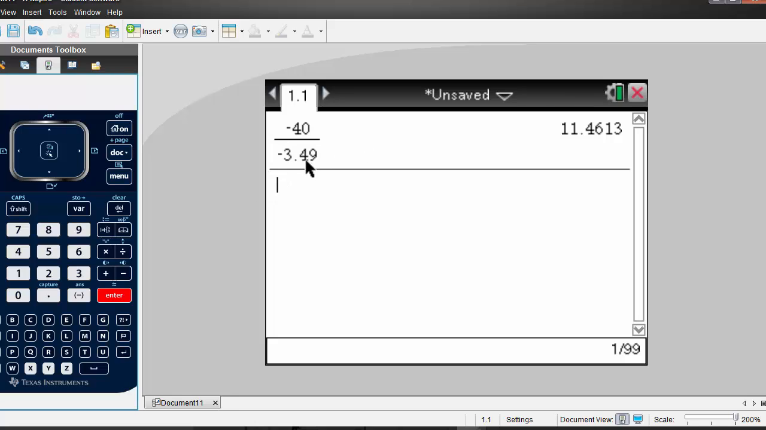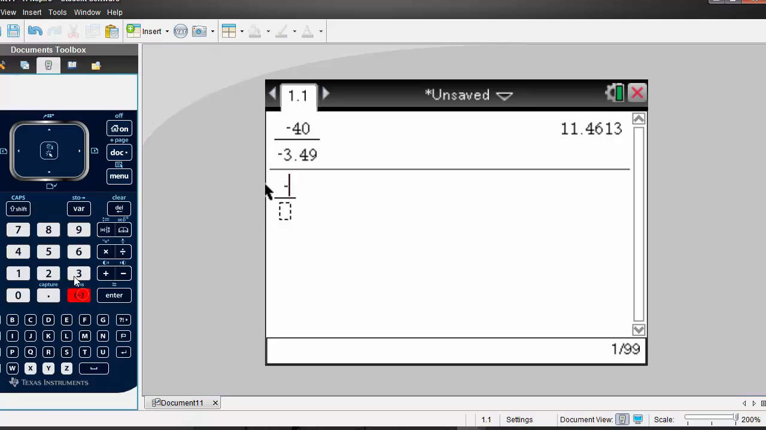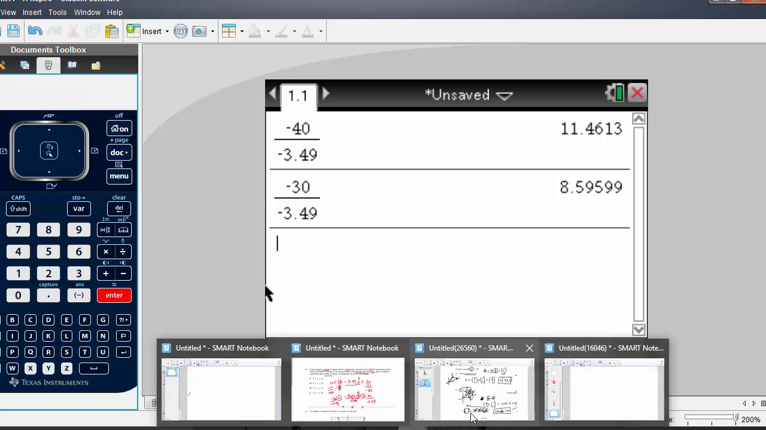That's going to be 11.46, somewhere thereabouts. For the other one, it's going to be negative 30. Let's do a control divide again. Control divide will give you that nice little fraction. So negative 30 divided by negative 3.49 will be 8.60, we'll say. So 11.46 and 8.60. These are my lower and upper boundaries here. Let's go back to the problem.